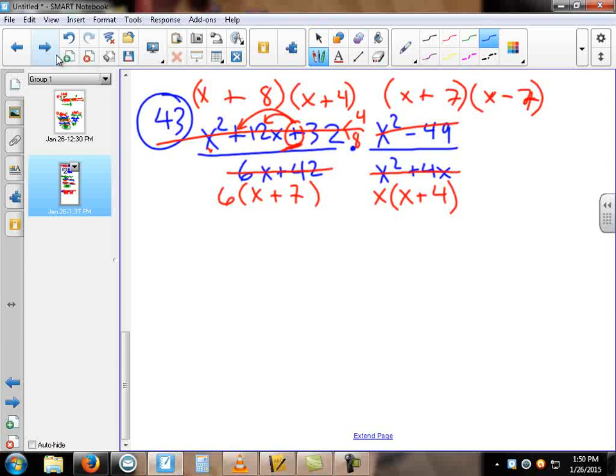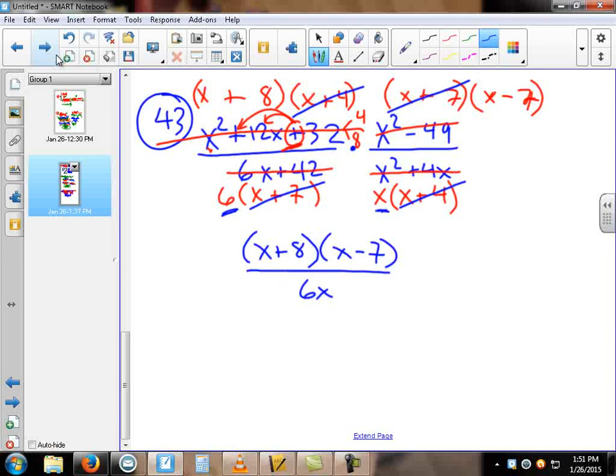So I'm looking for an x plus 8, no. X plus 4, there's one there and there. And x plus 7, there's one there and there. X minus 7, no. When I do this cancellation, I like to go from the top left corner all the way to the top right corner. And if I made it all the way across, I should be done. So I see that I have an x plus 8, an x minus 7. Across the bottom, I was left with a 6 and an x, so over 6x.